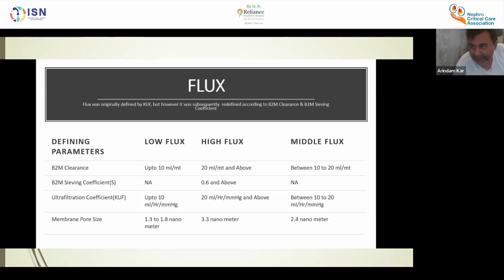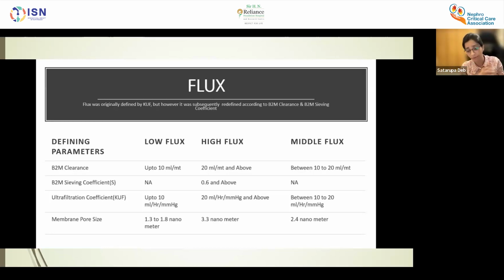So can I also say that the fallout of a higher flux would be that there could be loss of some important molecules? Exactly. If you see this slide, middle flux is an intermediate between low and high flux. Middle flux will remove the middle molecules, the abnormal molecules that we target, like beta-2 microglobulin, but it will also remove vitamin B12 because vitamin B12's size is similar to beta-2 microglobulin. Hence, we see a lot of vitamin B12 deficiency in this group of patients.